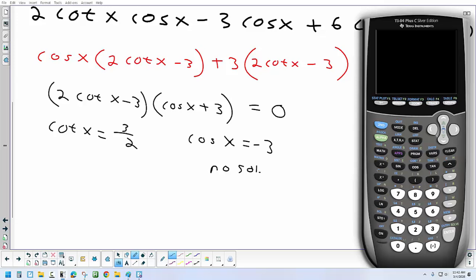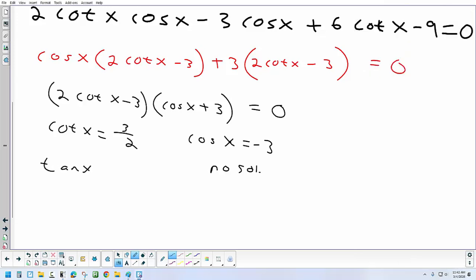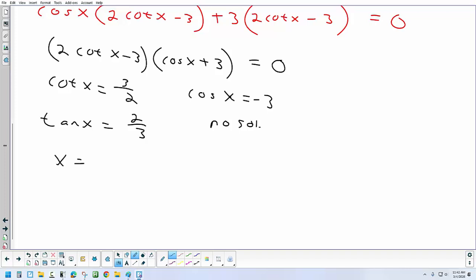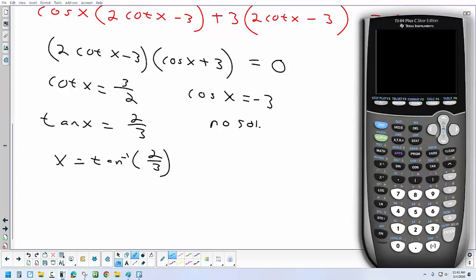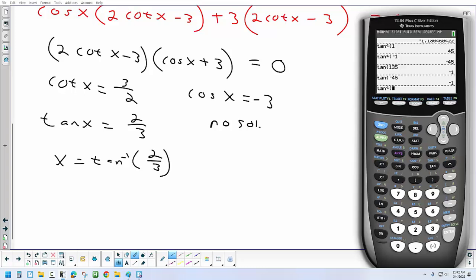If you know the cotangent is 3 over 2, what else do you know? Tangent is 2 over 3. That we can work with. Now, what would you do on each side that you do have a button for? Inverse tangent. That is going to be our reference angle. Inverse tangent of 2/3, so that's 33, just call it 33.69.